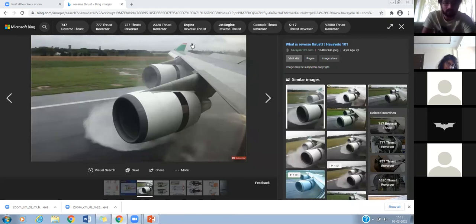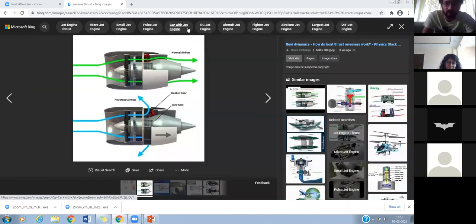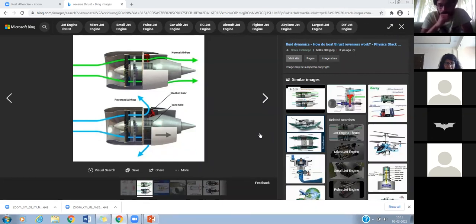Oh, okay. And if you want to see a little bit of the technicality of it, here we go. The panel is closed, so the normal airflow sends the air out and generates thrust. As soon as the blocker door opens and the vane grid helps it move, the air is reversed and pushed forward.